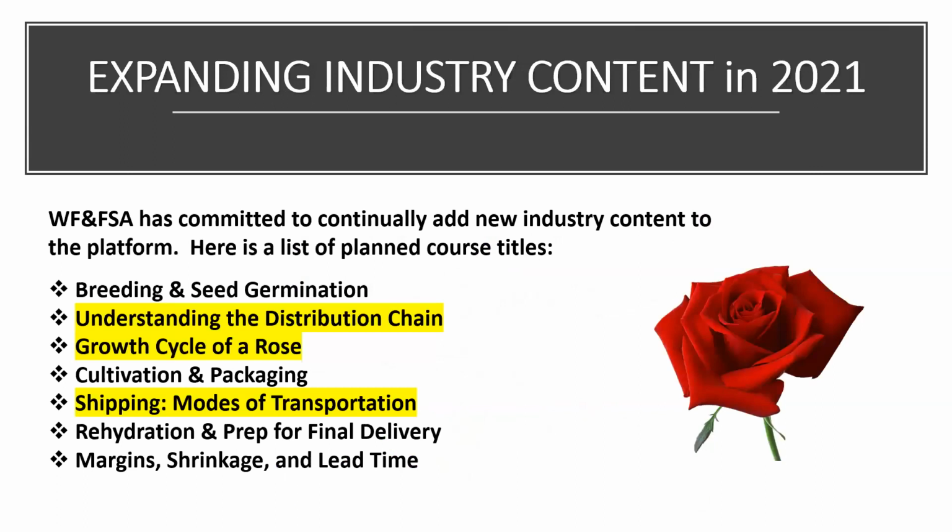And actually too, the WF&FSA custom content library will be growing. Working with subject matter experts, we plan on developing courses in a variety of industry-specific content. This shows the possible upcoming titles. The courses we'll be working on next are understanding the distribution chain, growth cycle of a rose, and shipping modes of transportation.